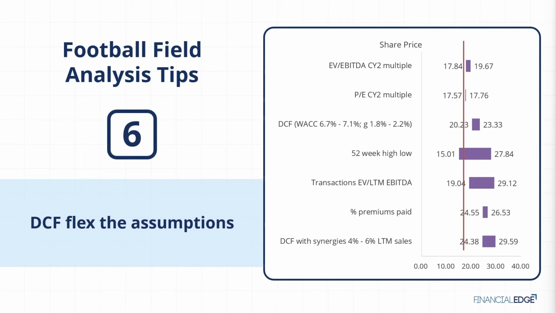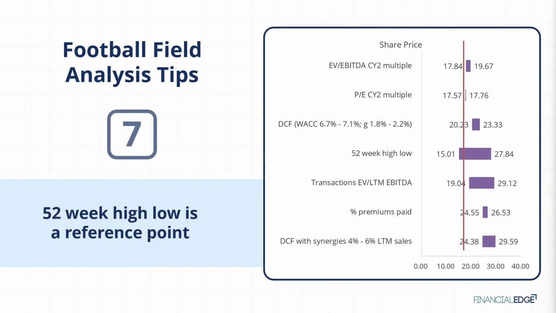Whereas with a DCF, we get one absolute value. So to create the valuation range, we need to flex the assumptions. In the graph, we've flexed the WACC from 6.7% to 7.1% and the long-term growth rate from 1.8% to 2.2%. That's given us a valuation range between 20.23 and 23.33. When flexing your assumptions though, remember, we don't want to make that horizontal bar too narrow or too wide.